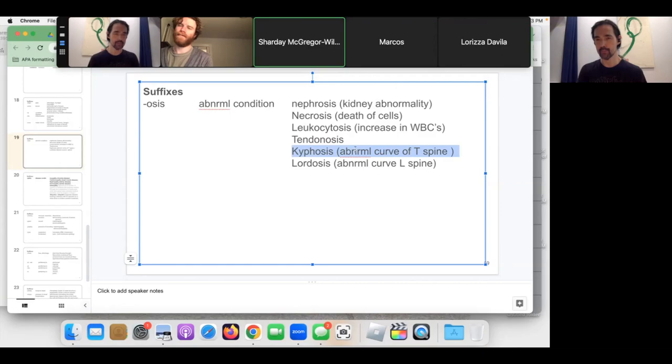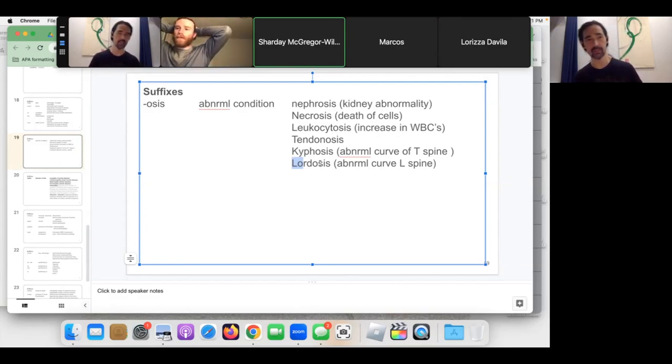Kyphosis. Don't look too closely at the word, look at the patient. Kyphosis. Think of this as an abnormal curve of the thoracic spine. Lordosis, think of this as an abnormal curve of the lumbar spine. Can kyphosis and lordosis be normal? Yes, they can. It becomes abnormal beyond a certain degree.